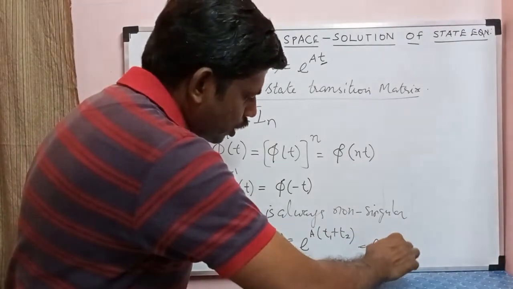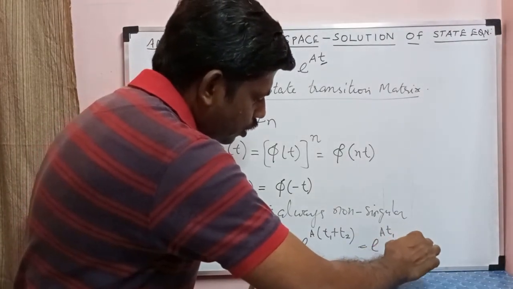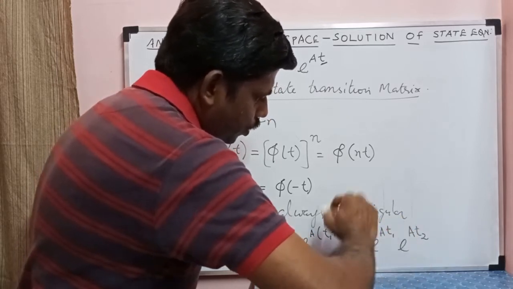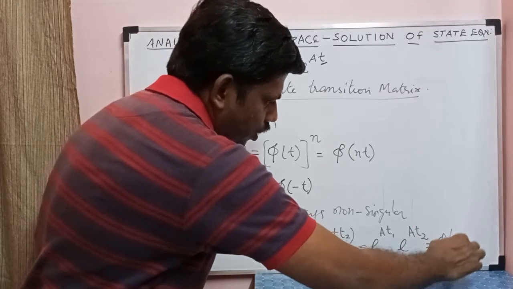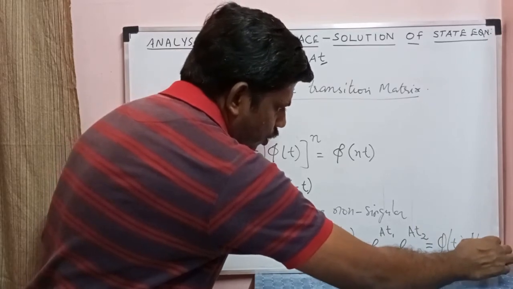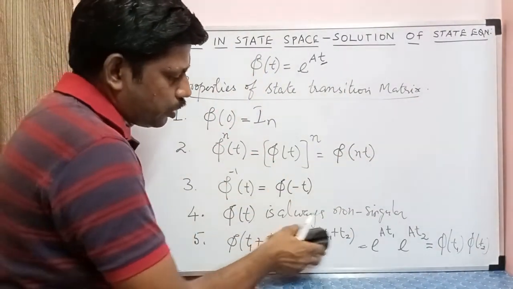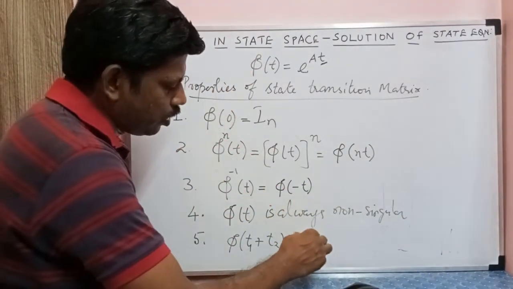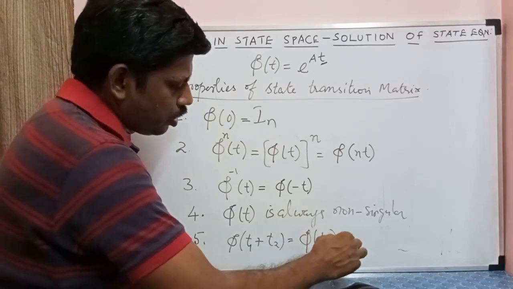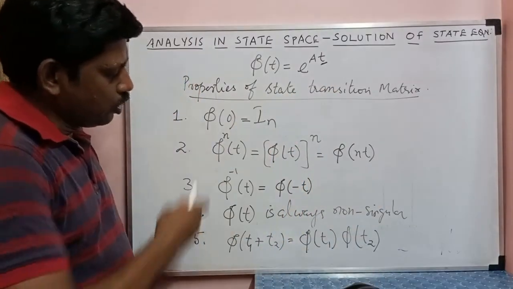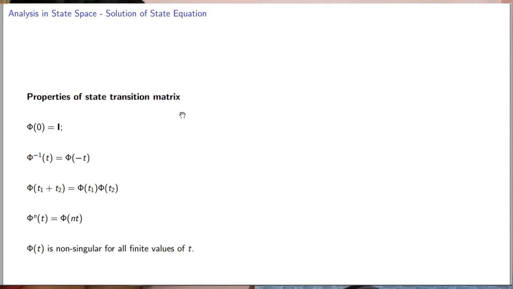This I can write as e power a t1 into e power a t2. What is e power a t1? It is nothing but phi of t1, and this is phi of t2. Okay, so altogether I can write it as phi of t1 into phi of t2. Okay, so these are the 5 properties of the state transition matrix.